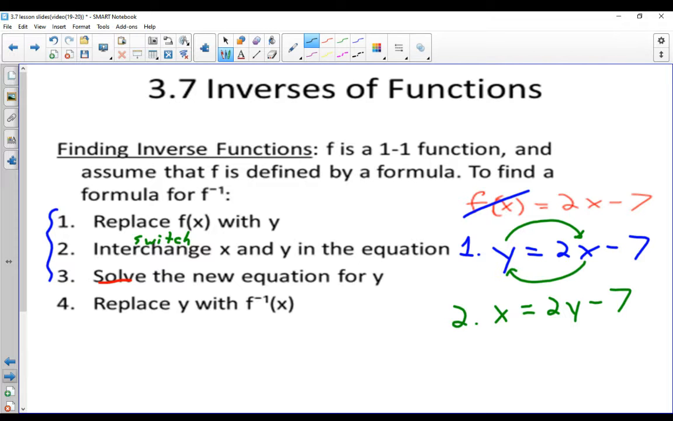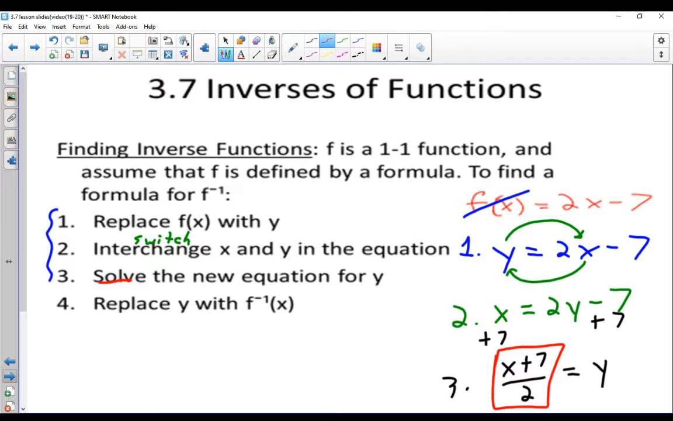And literally that's as easy as it sounds. Take your new equation, solve for y. So probably first you would add the 7, then you would divide by 2, and you would get (x plus 7) all divided by 2 equals y. And once you get to there, the (x plus 7) divided by 2 would be your final answer, or in other words, your inverse answer.